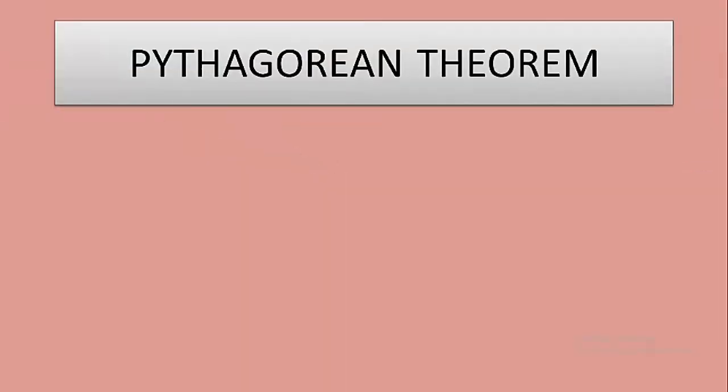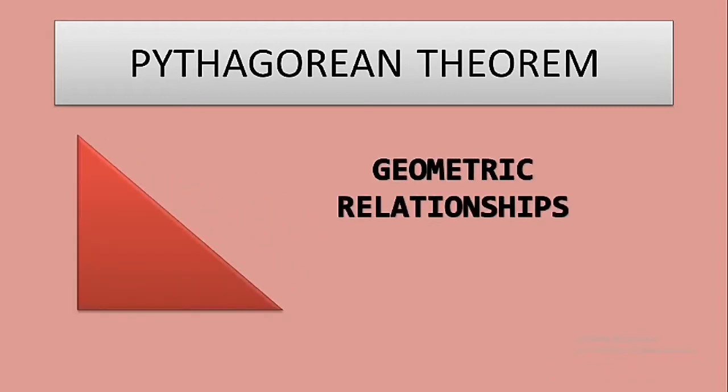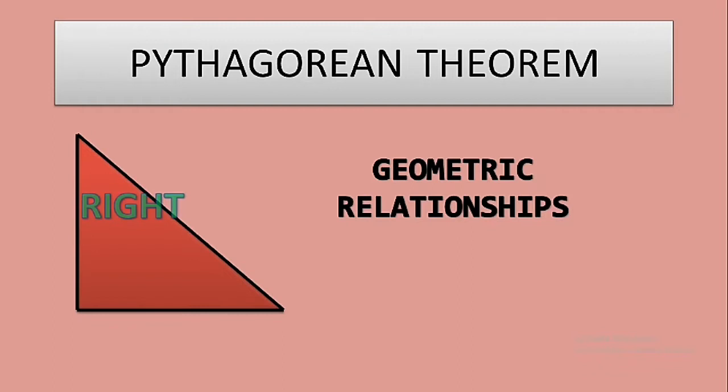Okay, after we know the history, we have to learn the base of this theorem. So, let's check it out. Anyway, the main thing that you need to know is that the Pythagorean theorem describes an important geometric relationship between the three sides of a right triangle. We will learn the relationship in just several minutes.